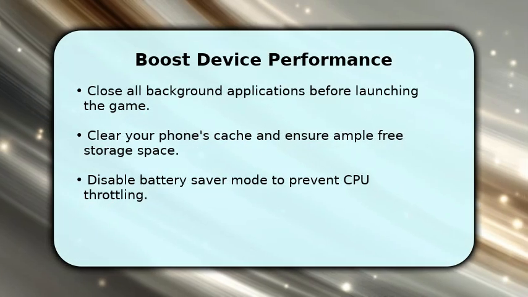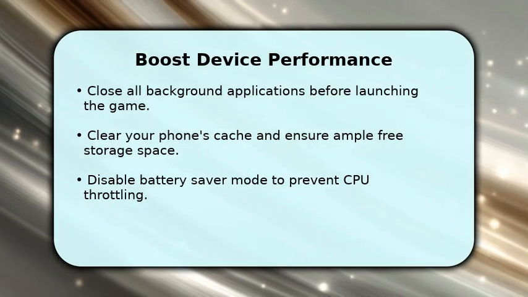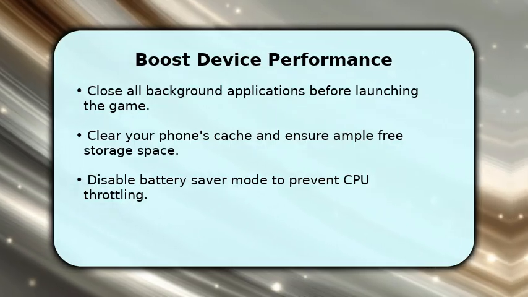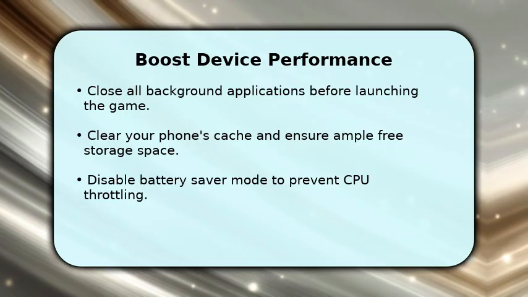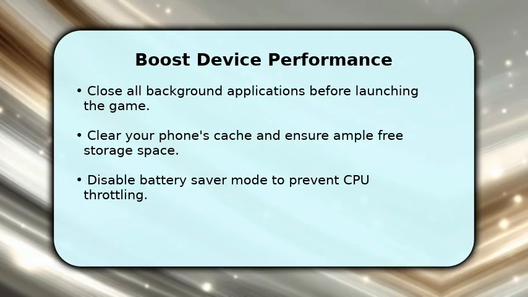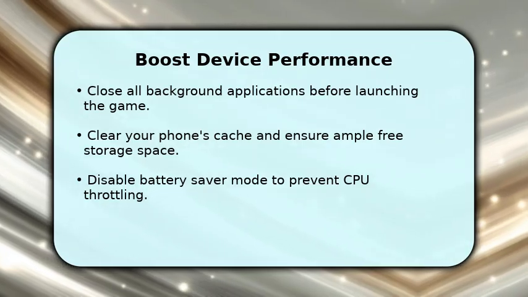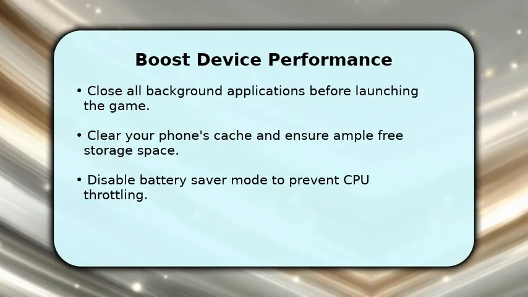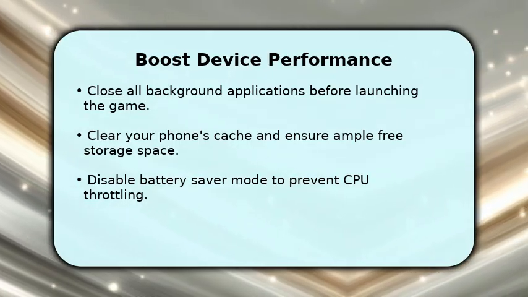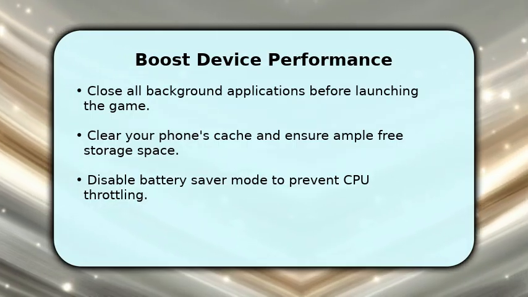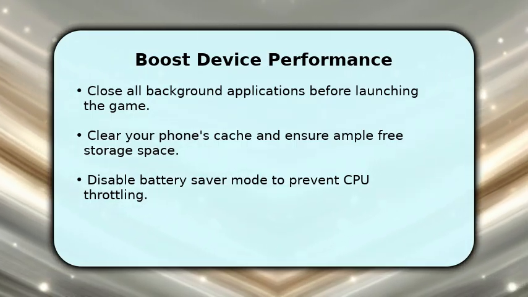To further enhance your gameplay, focus on device optimization. Before starting PUBG Mobile, close all other background applications to free up your 2GB of RAM. Regularly clear your phone's cache and maintain at least 2 to 3 GB of free internal storage. Crucially, disable any battery saver modes, as they often throttle your device's CPU. Lastly, prevent overheating by playing in a cool environment, as excessive heat severely impacts performance.